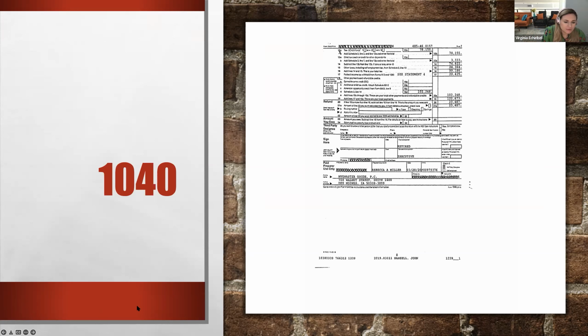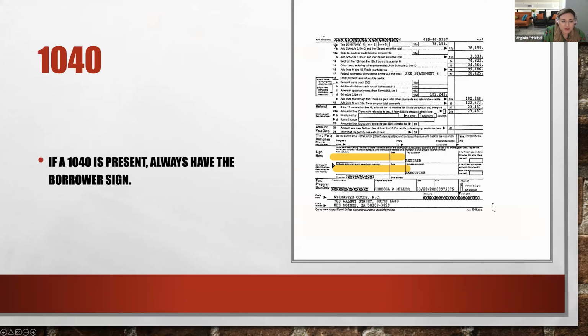Very good. Next up, this is me just saying it: if it's present, always have the borrower sign. And if they're like, well, who signs where? Well, the borrowers will know, right? They'll have their title there. So one person's going to be retired, and one person's an executive. So sign and date. Always make sure that's done. If you don't, we're going to call you. We're going to say, hey, you need to go back and get this signed. And it's just a pain. Not hard, it's just a pain.